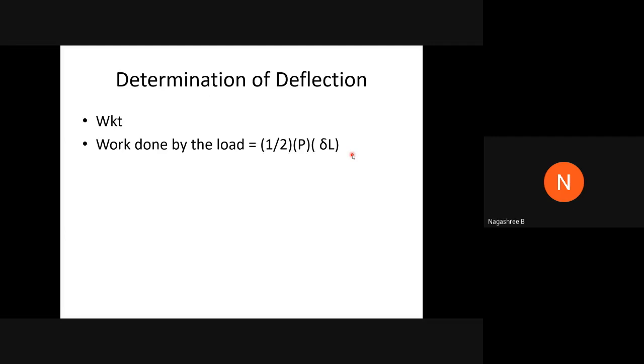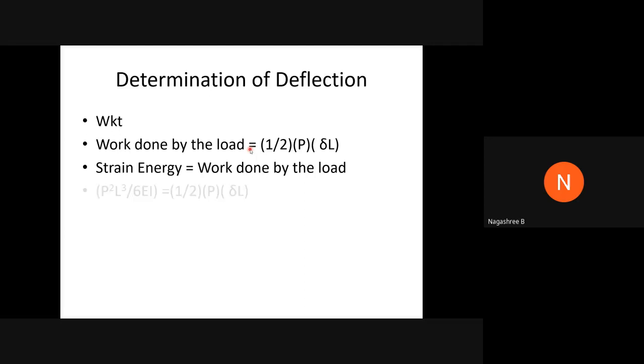That area will be equal to half into P into delta L, wherein half into P represents the load and delta L represents the deflection. The area of the load versus deflection curve will be equal to the work done by the load. We also know that strain energy is equal to the work done by the load, or the area under the load versus deflection curve. In the previous lecture series, I had discussed this.